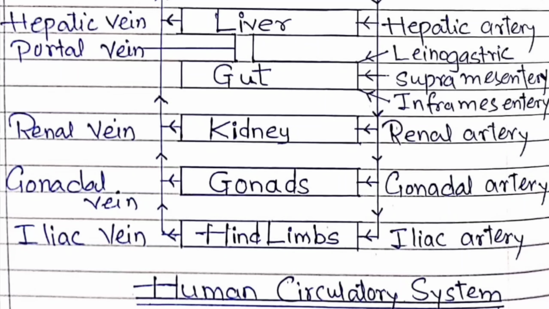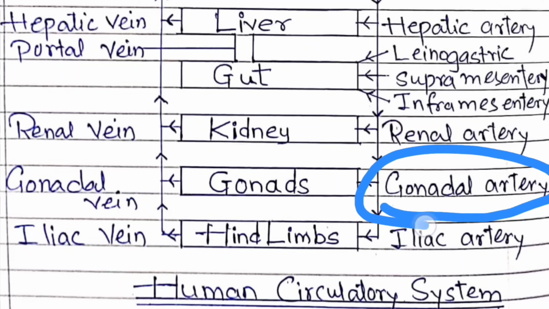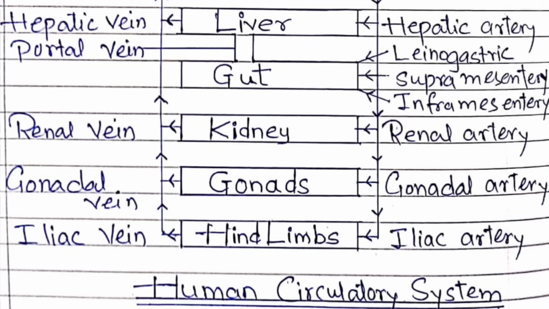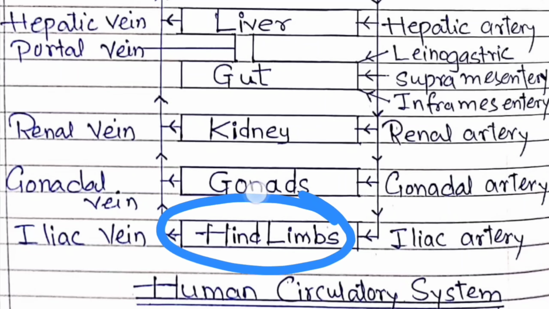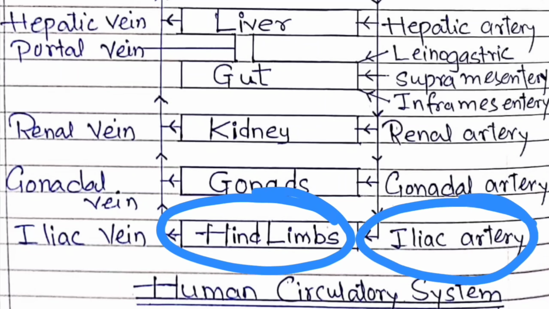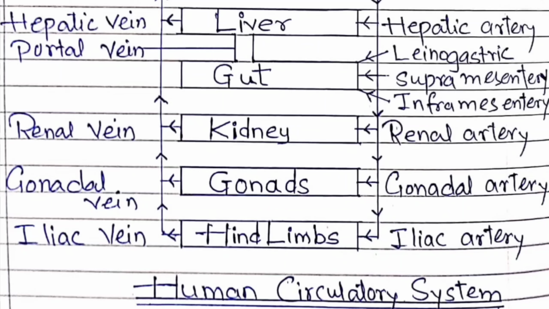Now, dealing with the kidneys. It is the renal artery which is supplying blood towards the kidneys. Same with the gonads, it will be called the gonadal artery. And last but not the least, the hind limbs receive the blood from the iliac artery.